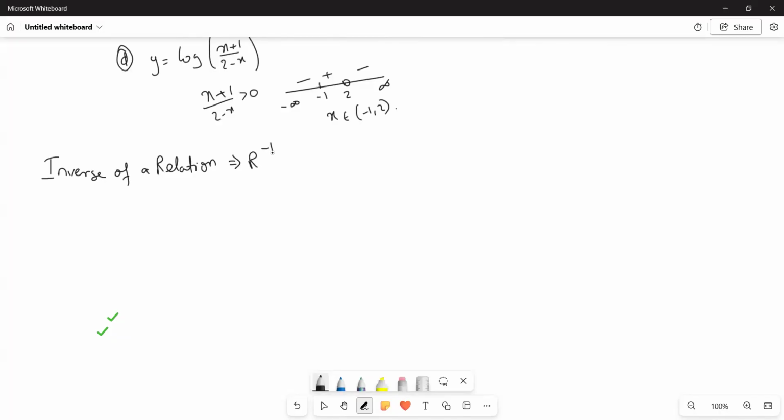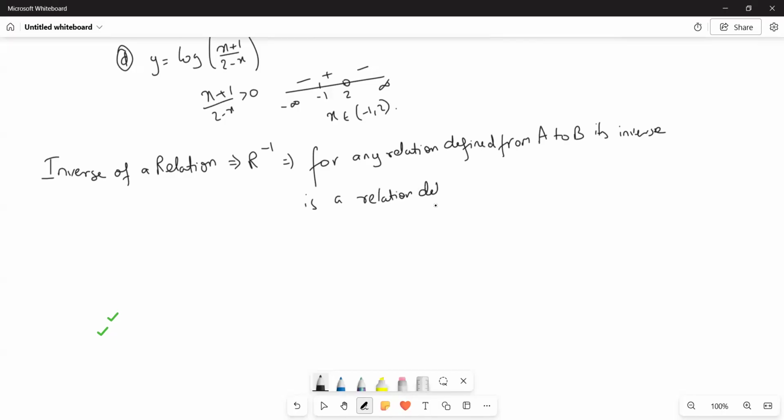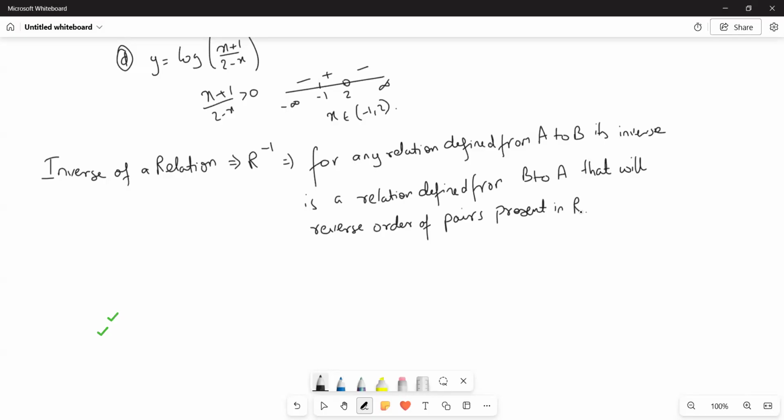Inverse of a relation, which is represented as R to the power -1, R inverse, is basically defined as, for any relation defined from A to B, its inverse is a relation defined from B to A that will reverse the order of the pairs present in R. ये फंडा होता है R inverse का.